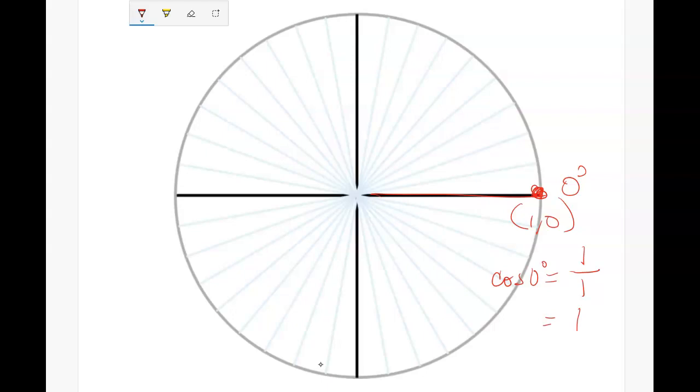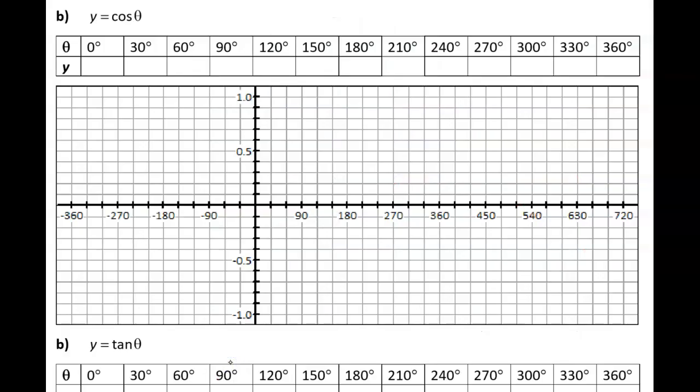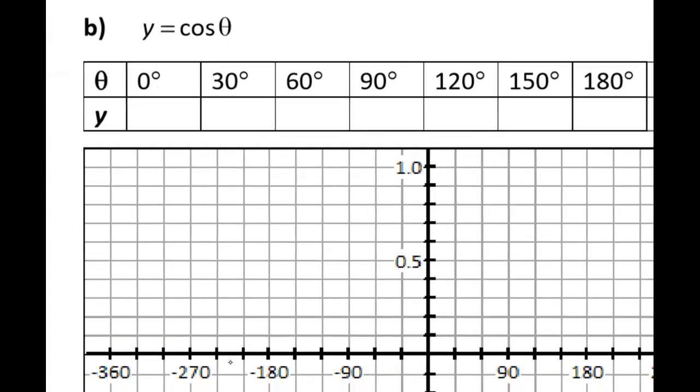Now think about what's going to happen as we go in this direction to 30 degrees and to 60 degrees. Our adjacent side is doing what? Shrinking, right? And so that means the cosine is going to shrink from this point forward. That's going to allow us to put some of these values in a little bit more quickly. All right, so cosine of 0 degrees is 1.